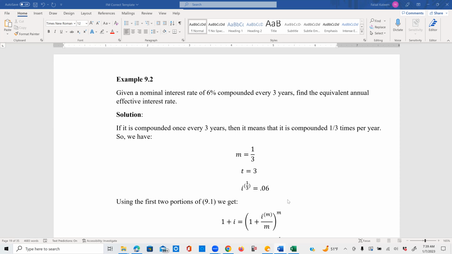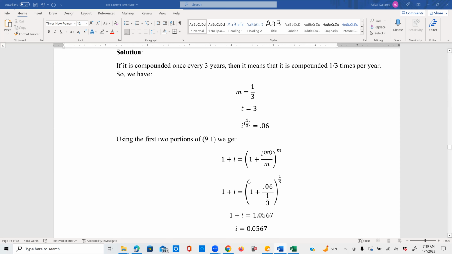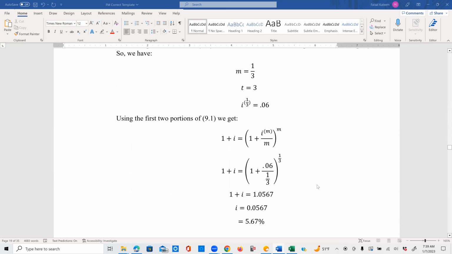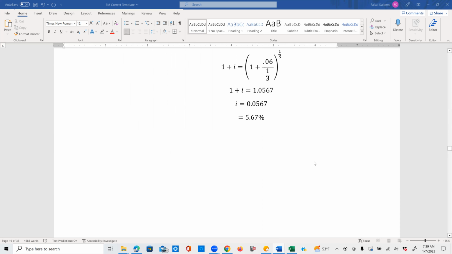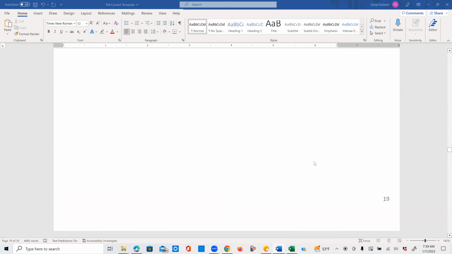And so once again, we use the first two portions of 9.1, which is 1 plus i is equal to (1 plus i^(m)/m) whole power m. So 1 plus i is equal to (1 plus 0.06 divided by 1/3) whole power 1/3. And now this thing evaluates to 1.0567. And when we subtract 1, we get i is equal to 0.0567, which is 5.67%. Now let's look at SOA problem 166.